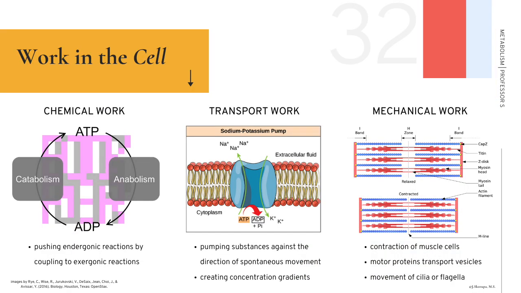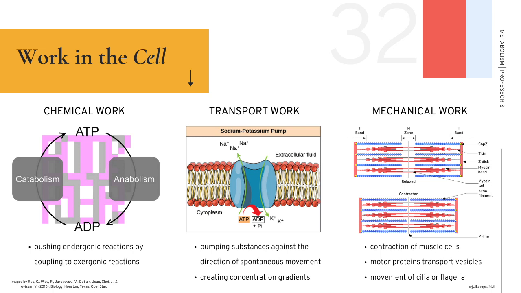The cell has three main types of work it performs to maintain life: chemical work, transport work, and mechanical work. Chemical work has to do with chemical reactions. So we have metabolism, such as catabolic and anabolic reactions. Endergonic reactions are pushed by coupling them to exergonic reactions, and we'll learn about this in just a moment.